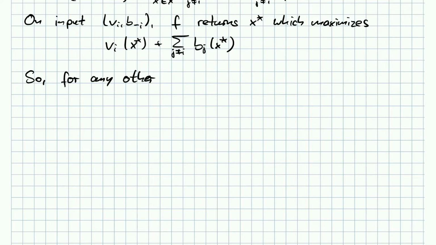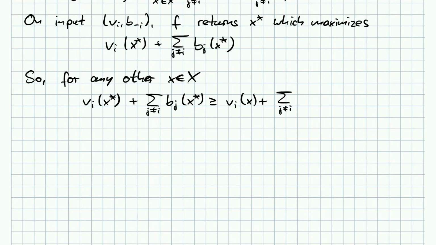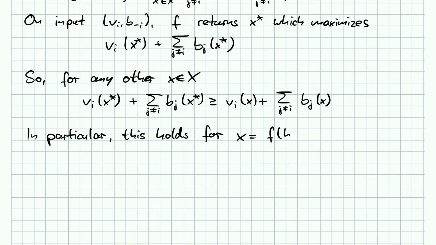This means that for any other small x, vi of x star plus the sum of all j which are not equal to i, bj of x star, will be at least vi of x plus the sum over j unequal i of bj of x. And in particular, this of course holds for x being some outcome that is computed when bidder i bids something else.